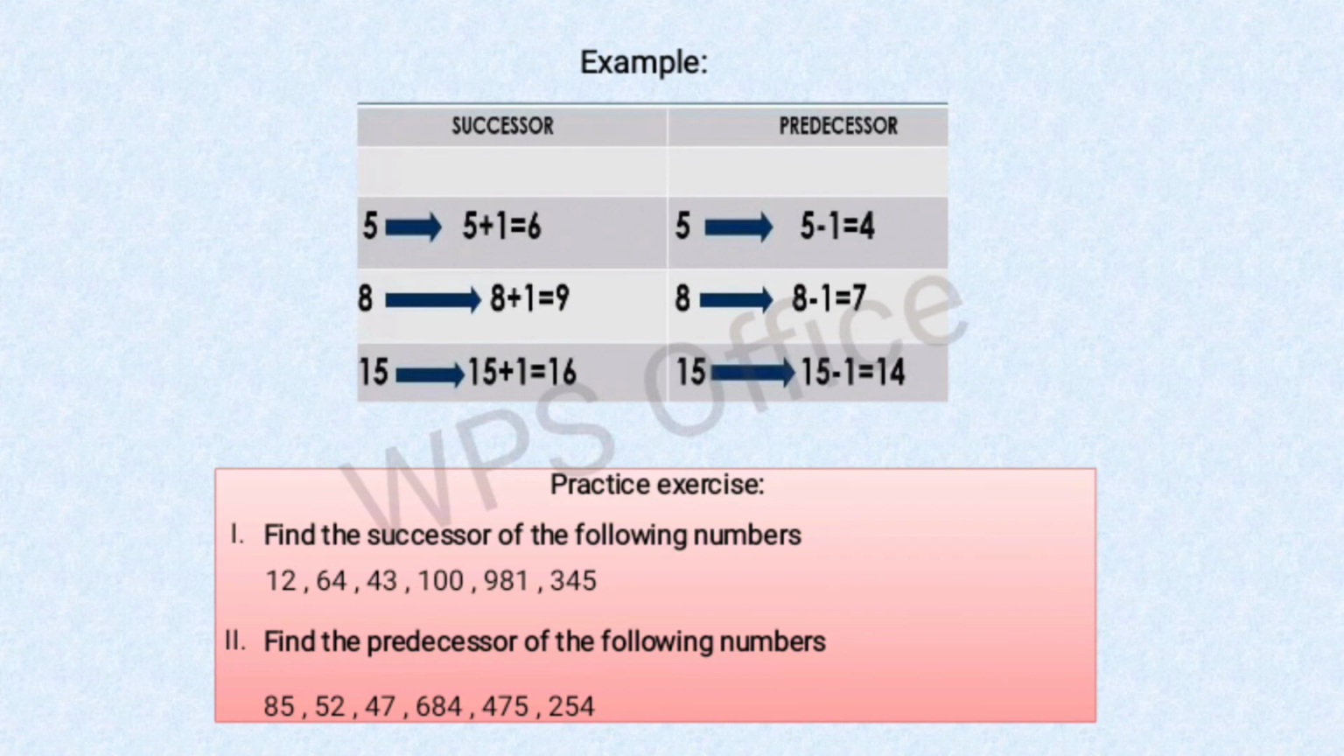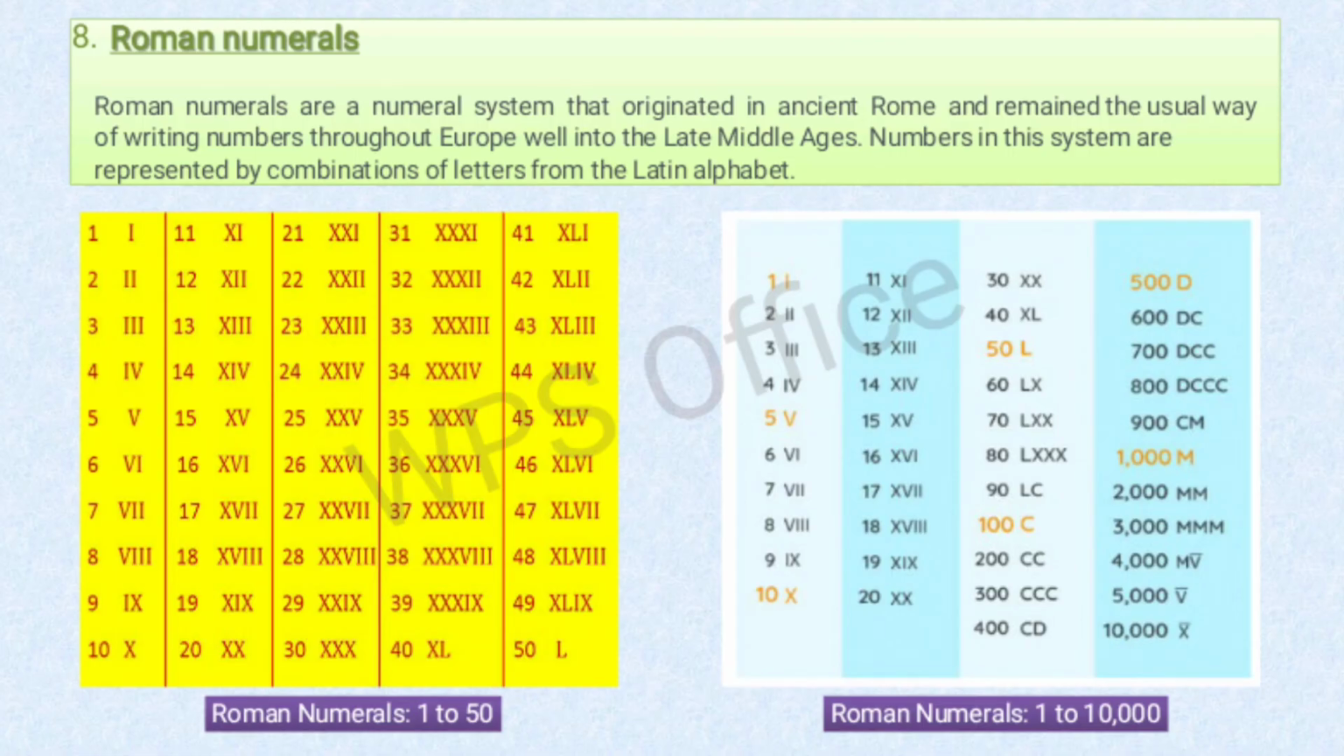Now let's move forward and see what Roman numerals are. Roman numerals are the numeral system that originated in ancient Rome and remained the usual way of writing numbers throughout Europe, well into the late Middle Ages. Numbers in this system are represented by a combination of letters from the Latin alphabet.